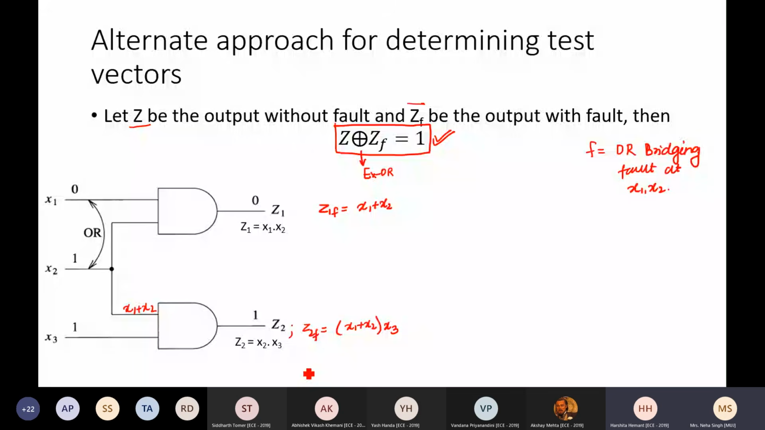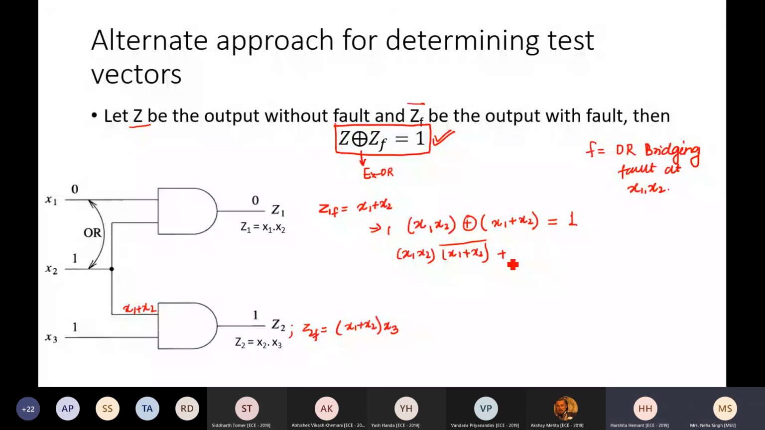What is Z1? X1, X2 XOR ZF, which is X1 plus X2. This should always be equal to 1. Solve it. This is XOR, so X1, X2 into the bar of X1 plus X2, plus X1 plus X2 as it is, and the bar of X1, X2.